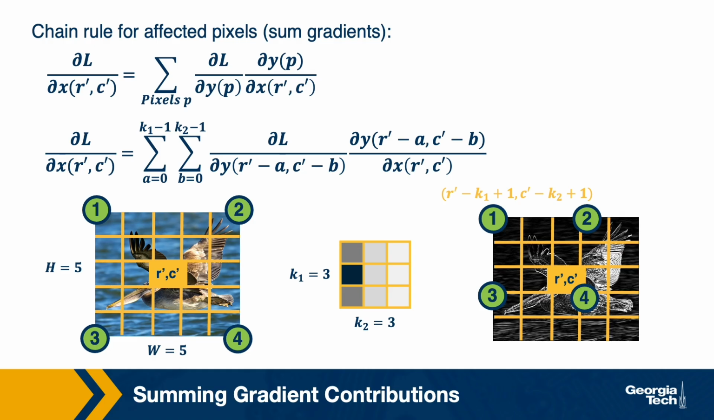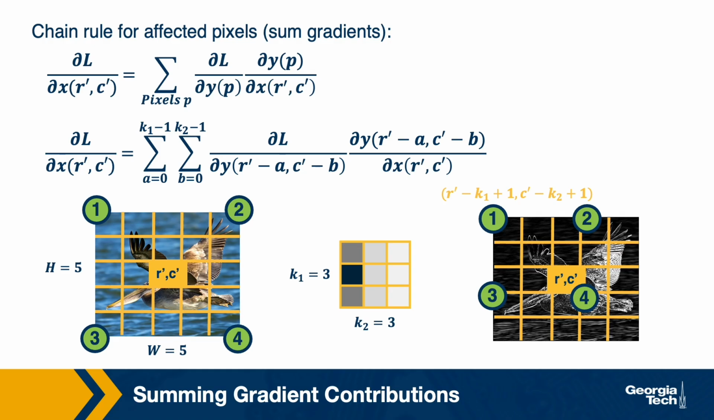Specifically, if you think about it, when you have kernel pixel a, b equal to 0, 0, then you have the output pixel y of r prime, c prime. That is, when the input pixel r prime, c prime touches the kernel pixel 0, 0, that kernel is all the way to the right and all the way to the bottom. And so that corresponds to position 4. Similarly, when the kernel is all the way to the upper left, that means you're multiplying the input pixel r prime, c prime times the lower right of the kernel. And so that's why you subtract r prime minus a and c prime minus b.